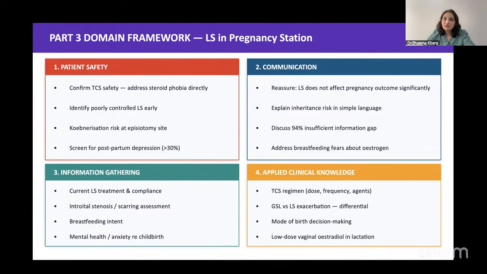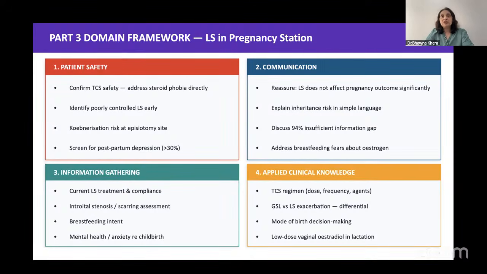Now, what are the patient safety points? Confirm that topical corticosteroids are safe in pregnancy because usually the patients come with a phobia for the drugs. Identify poorly controlled lichen sclerosus early because, as I said, the malignancy risk is also more. And secondly, these patients may land up in cesarean section also. So we need to properly treat that. Koebnerization risk at the episiotomy site, that is the development of lichen sclerosus at the episiotomy site. This is a very important patient safety point to be told to the patient.